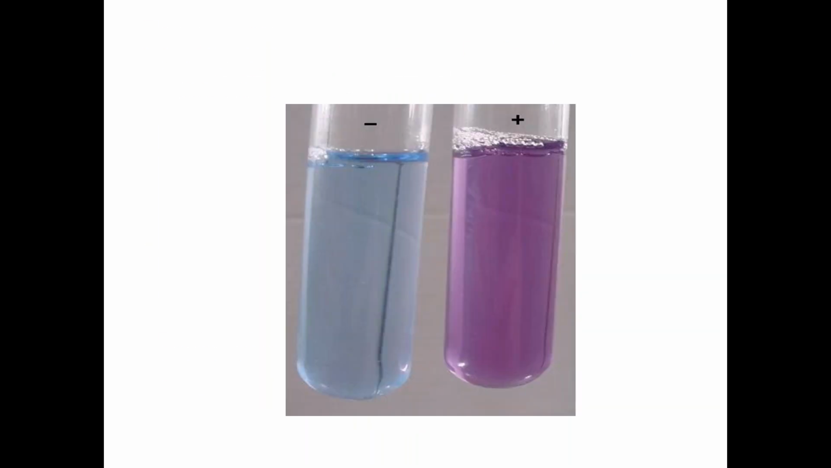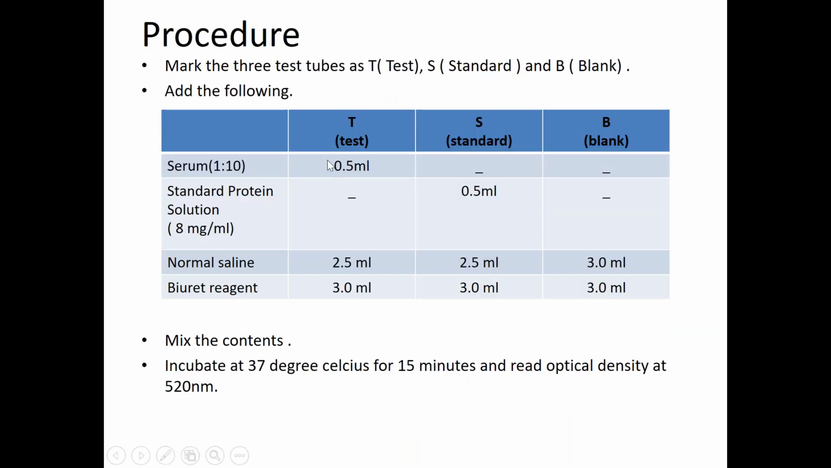Okay, I'll go back to the previous slide. Here, the volume of the test sample taken is 0.5. And the volume of the standard sample used in the experiment is 0.5 ml. And here, the serum is diluted 10 times. And the standard protein solution concentration, known concentration, is 8 milligram per ml.